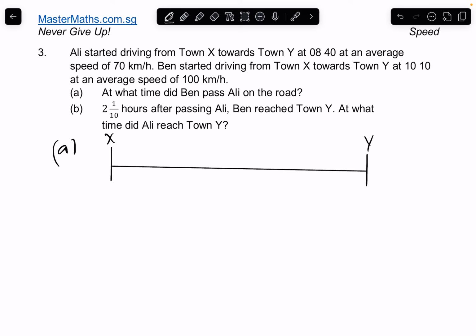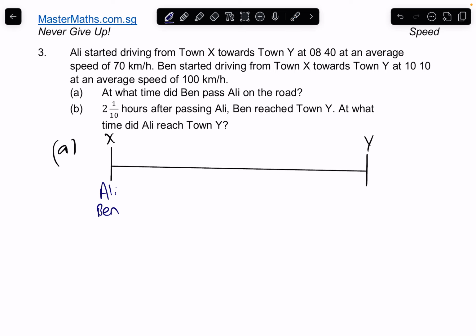Okay, and we are starting at 8:40 for Ali. Ali starts first, and then Ben starts later. So we will need to find out what kind of head start Ali is getting, because Ali is starting at least an hour earlier as compared to Ben. So he must have moved across a certain head start distance, and Ben actually needed to catch up in order to pass Ali on the road.